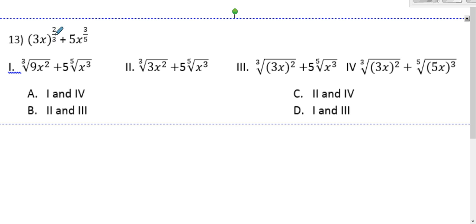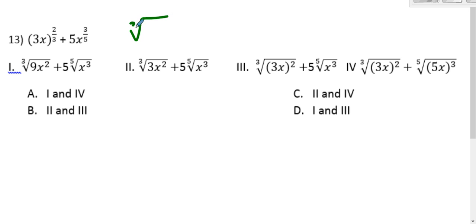So it's the cube root of 3x squared. And if you squared both of those, you would get 3 squared x squared. 3 squared is 9, x squared. So it could be a 9x squared on the inside like that. It could be a 3x in parentheses, not like number 2.